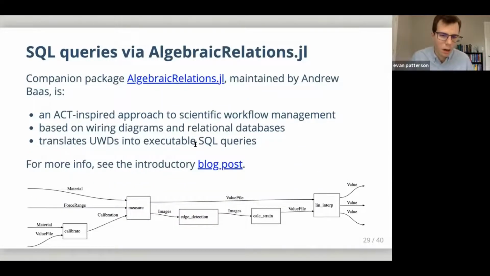Okay, so one thing that already works today is the generation of SQL queries from undirected wiring diagrams. Andrew Boss maintains a package called AlgebraicRelations, the point of which is to provide an ACT-inspired approach to scientific workflow management. It gives an ability to specify a schema for a set of experiments, based on wiring diagrams, and then to store the data from that experiment in a relational database. As part of this package, there's the functionality to specify queries on that data via UWDs, and then to execute the corresponding SQL queries.